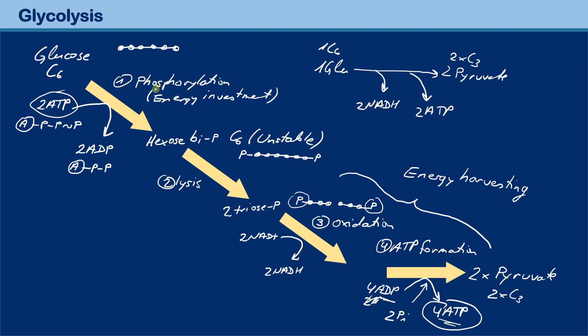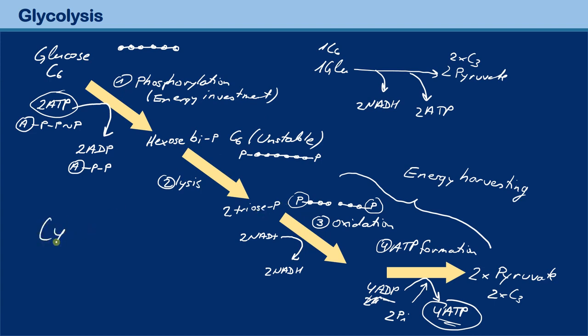Remember, phosphorylation makes it unstable. Then we have lysis, we have oxidation, and ATP formation. These are the stages. I would say way too chaotic here on the foil. Please write it down properly so that the different stages are clear. Okay, so now we have this, and where does this occur?